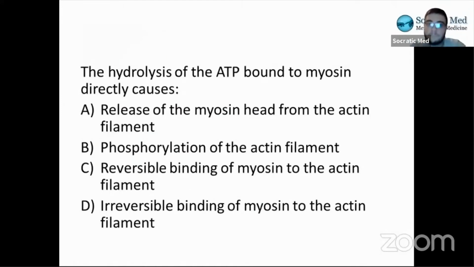And actually, I'll ask something similar right now. This is a fairly straightforward, simple question, just testing whether or not you understood the process, the cycle. So really think back: what does the hydrolysis of ATP bound to myosin directly cause?